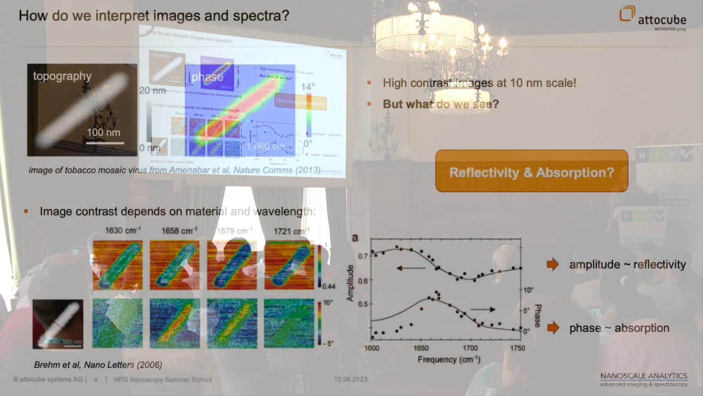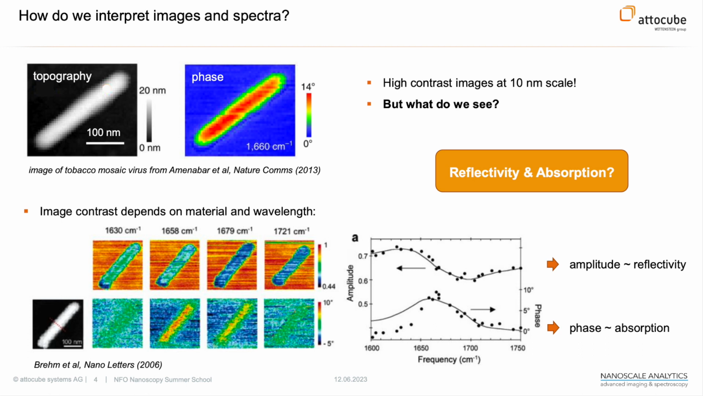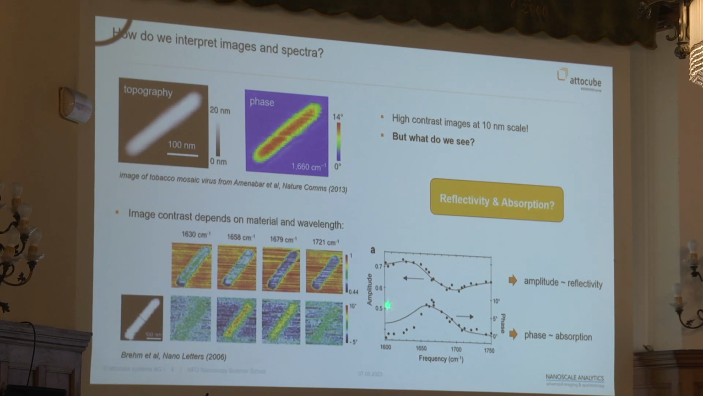For example, back in 2006, or maybe even before that, Fritz was here, so he's a co-author on this paper. They did exactly this. They imaged this tobacco mosaic virus at different wavelengths, and from this they extracted the s-SNOM amplitude spectra and the phase spectra. What they realized is that the amplitude spectrum represents the dispersive profile of a typical biological material. Essentially, it maps to the reflectivity of the material.